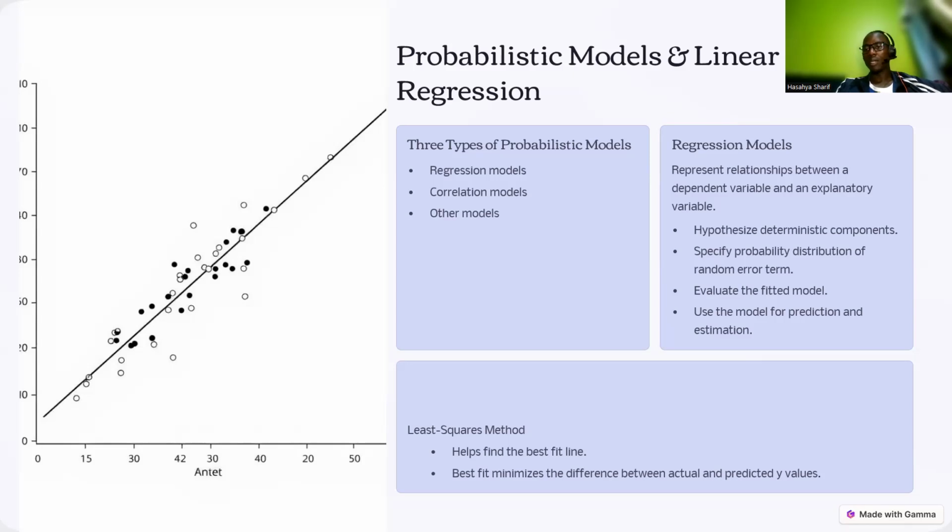So it takes four main steps. One, we hypothesize the deterministic component. Then after that, we specify the probability distribution of the random error term. After that, we shall evaluate the model depending on the fitted model. Then you use the model for prediction and estimation. This is where you are launching the model after the above steps.